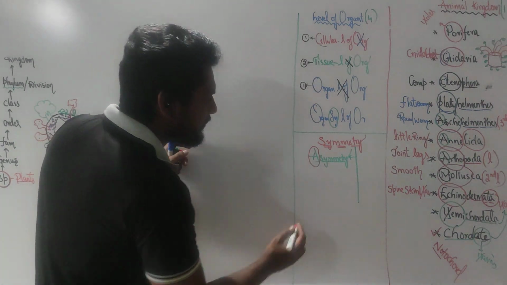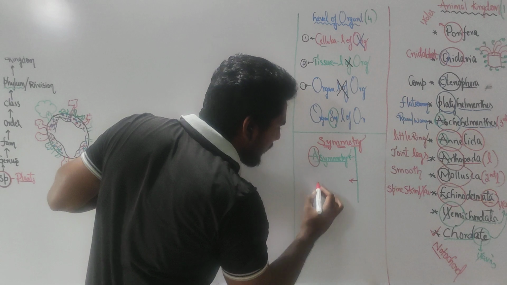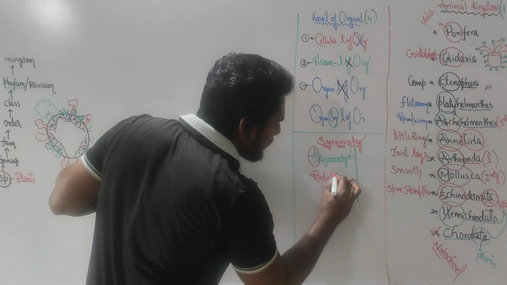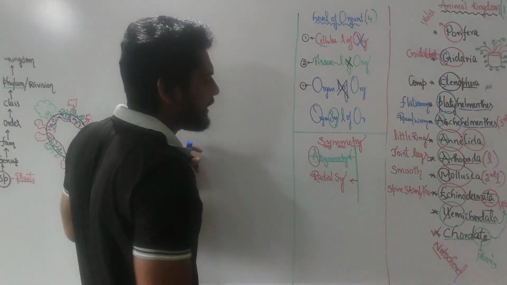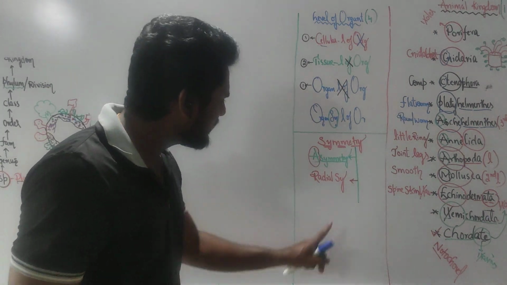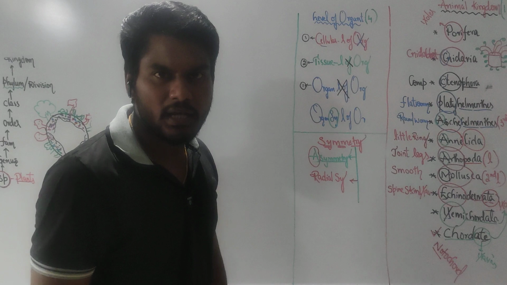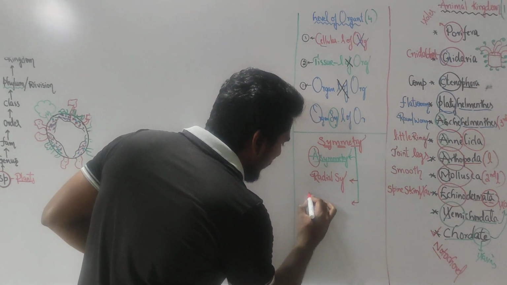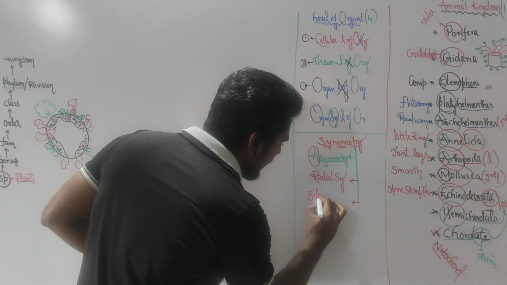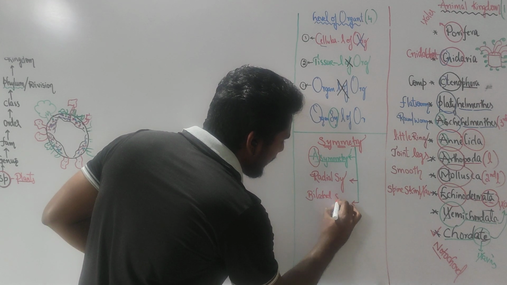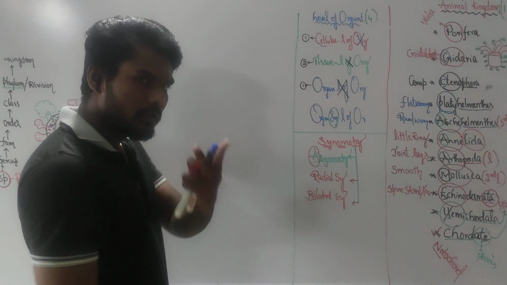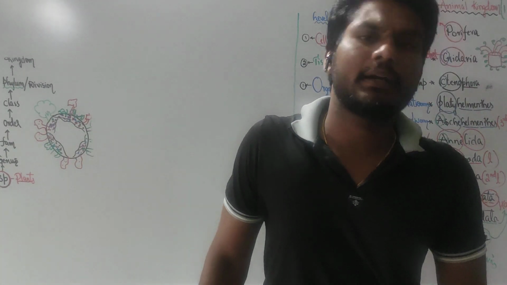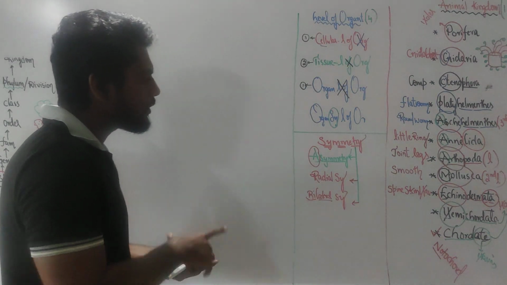Next, what is the second type of symmetry? The second type of symmetry is radial symmetry. What is the meaning of radial here? I will tell later. The third type of symmetry is bilateral symmetry. What is the meaning of bi? 2. Lateral means sides: the right lateral side and the left lateral side. Bilateral symmetry. Now one by one.